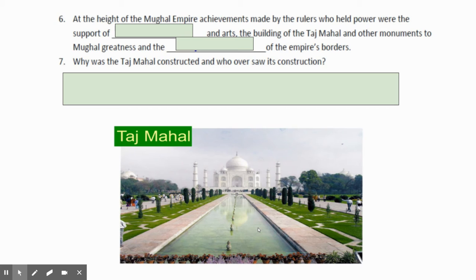So, at the height of the Mughal Empire, we had some different achievements that had been made by the rulers who held power, who were basically individuals who supported literature and the arts. We also saw the construction of the Taj Mahal and other monuments to the Mughals' greatness, and also the expansion of the empire's borders. When we looked at the map earlier, the Mughals, for the most part, were in the northern part of India, near New Delhi, and then by the time we get to about the 17th century, they've expanded to southern India.